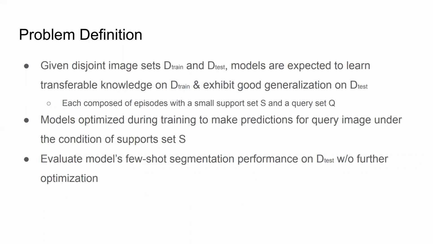FSS aims for segmentation with only a few labeled data. Current approaches typically train models within the meta-learning paradigm. Given two disjoint image sets in terms of object categories, D-train and D-test, the models are expected to learn transferable knowledge on D-train with sufficient annotated samples and exhibit good generalization on D-test with scarce annotated examples.